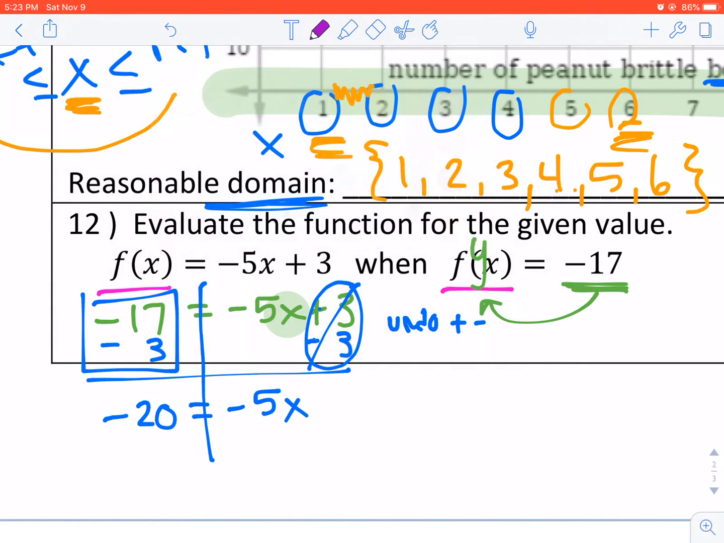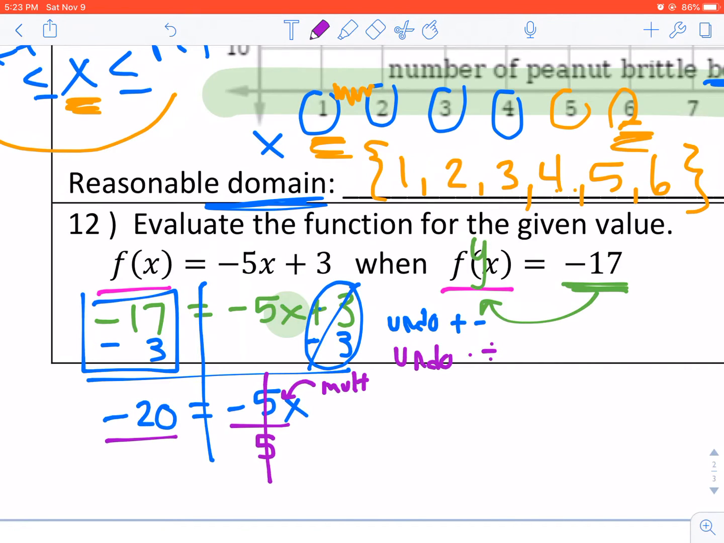Then our next step is we're going to undo multiplication. When they're side by side, that means multiply. What's the opposite of multiply? We undo multiply with divide. So we're going to divide. What are we dividing by? If you just put a 5, the 5s will cross off. And what are you left with? You're left with a negative x.